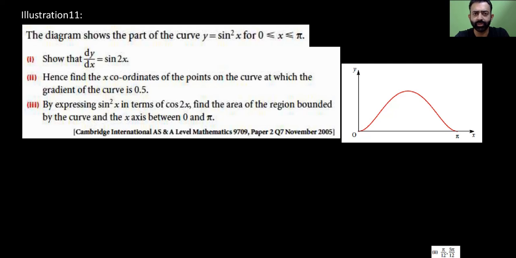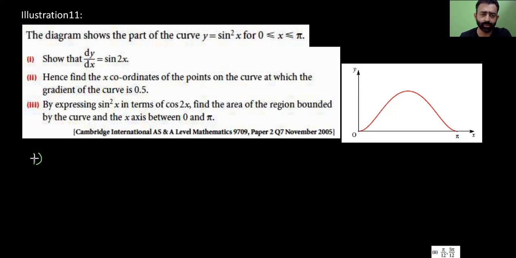Let us solve some questions on integration of trigonometric functions. The diagram shows the part of the curve y equal to sine square x for x between 0 to pi. We have to show that the derivative of this function is sine 2x.